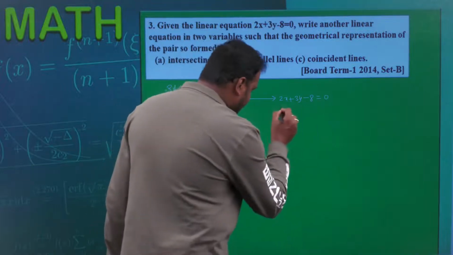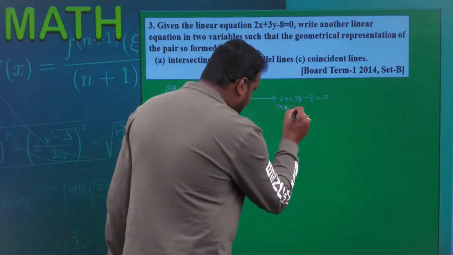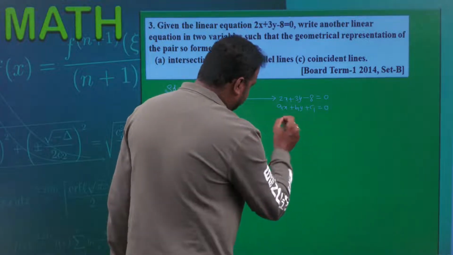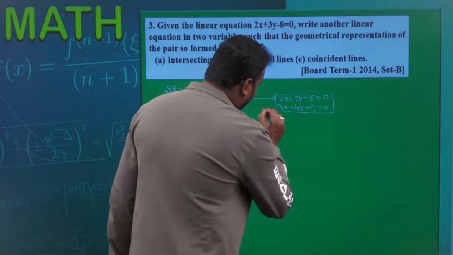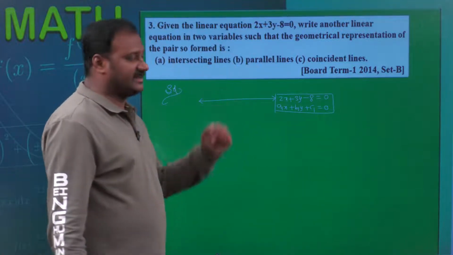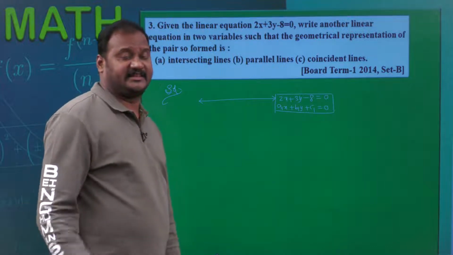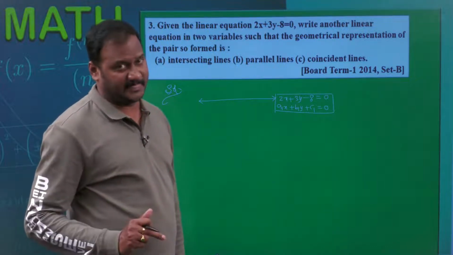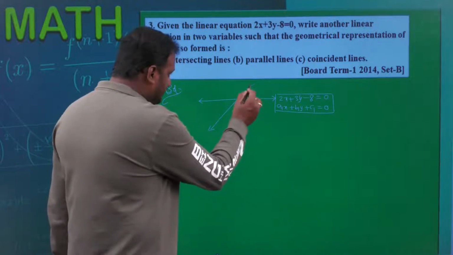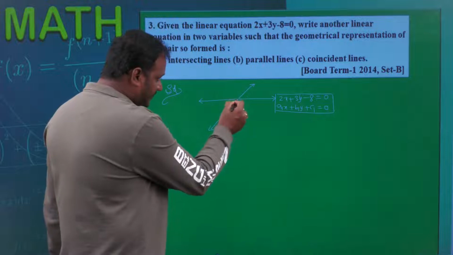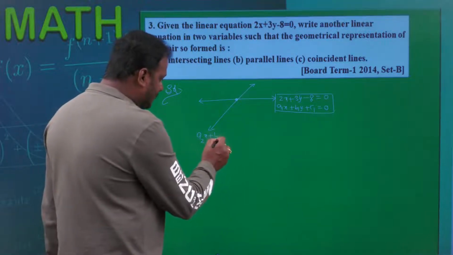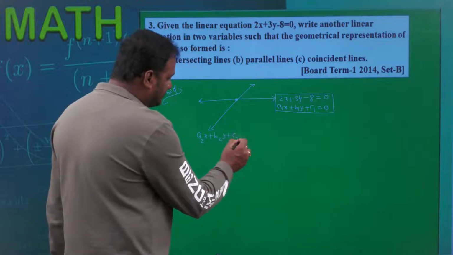The name of the line is 2x plus 3y minus 8 is equal to 0. I am comparing this with a1x plus b1y plus c1 is equal to 0. Now, I need one more line which is intersecting the given line. Intersecting the given line means there is only one common solution. For example, this is the line which intersects the given line at only one point. Let us name this line as a2x plus b2y plus c2 is equal to 0.